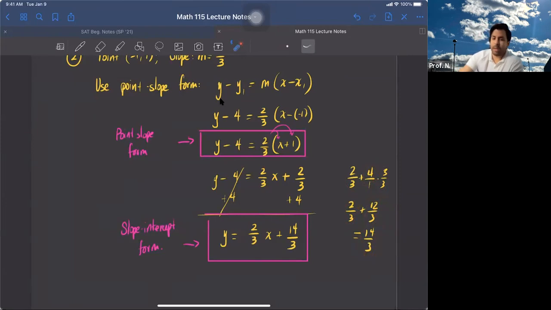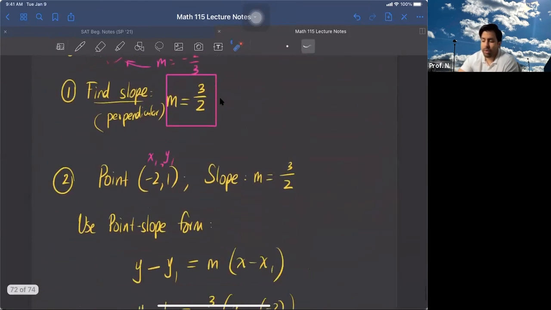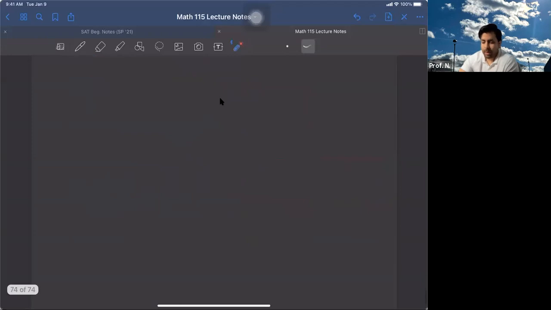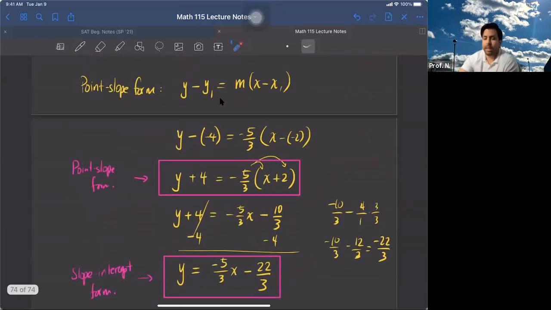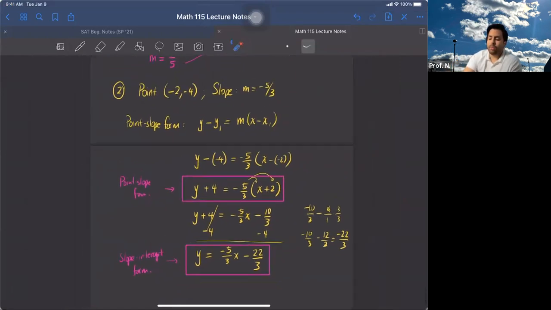So remember, adding, subtracting, multiplying, dividing fractions is a very essential skill, particularly with algebra. You need to know and feel comfortable with adding, subtracting, multiplying, dividing fractions. Okay?